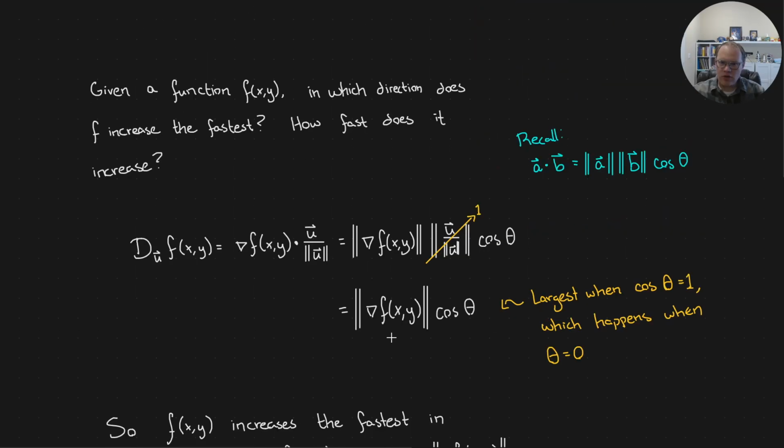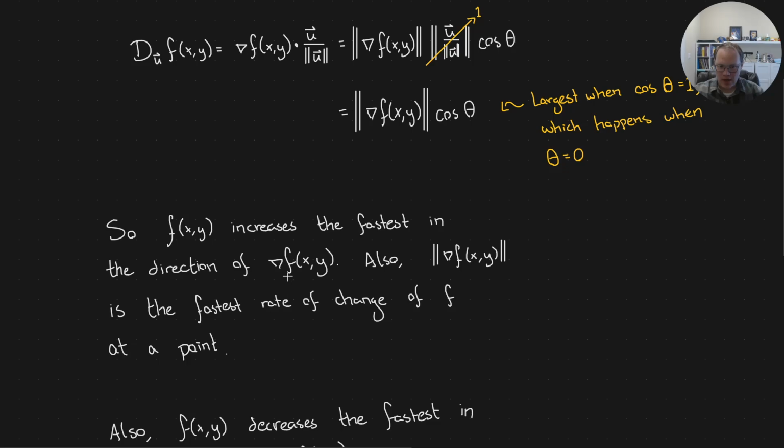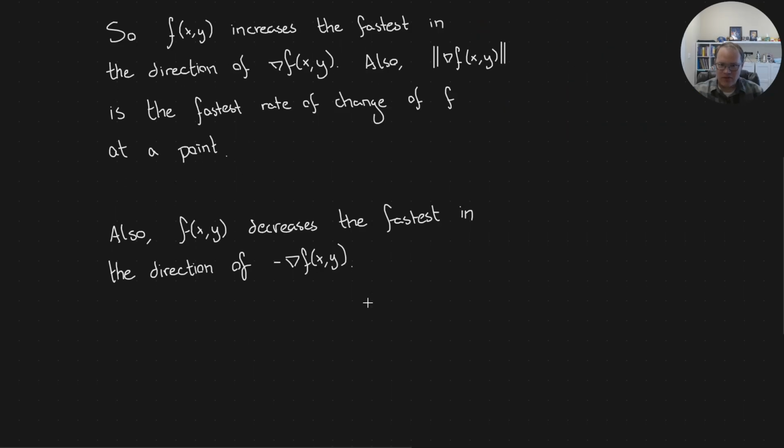So using the directional derivative, we can see in which direction the function is increasing the fastest, and which direction it is decreasing the fastest. It increases the fastest in the direction of the gradient. It decreases the fastest in the exact opposite direction, in the direction of the negative gradient.